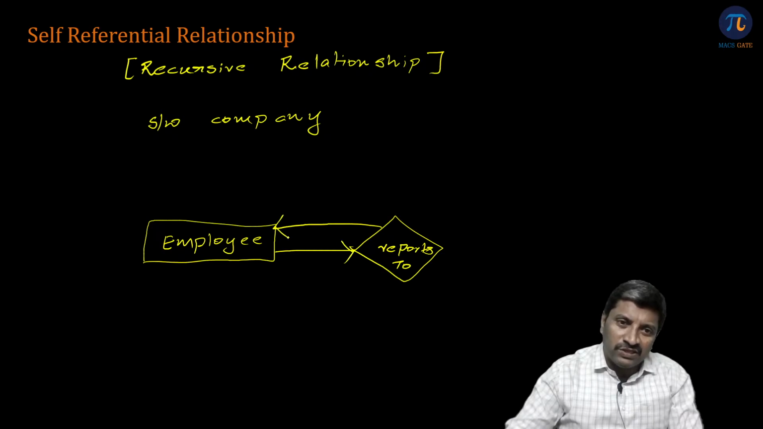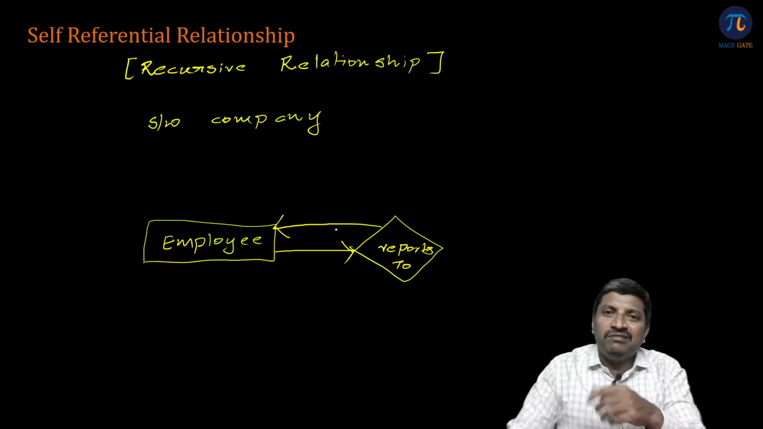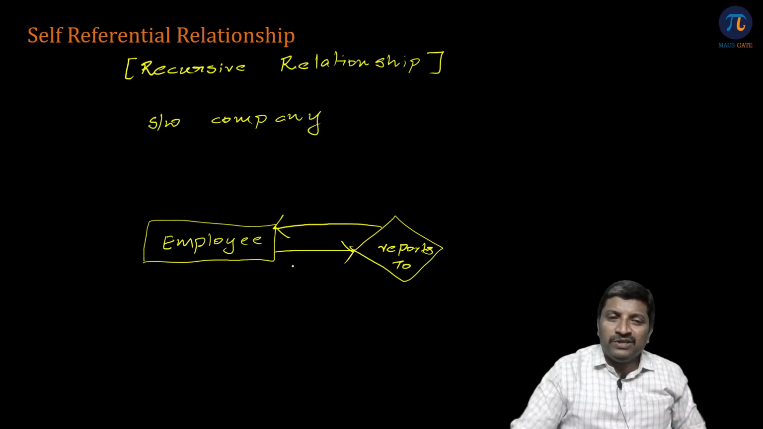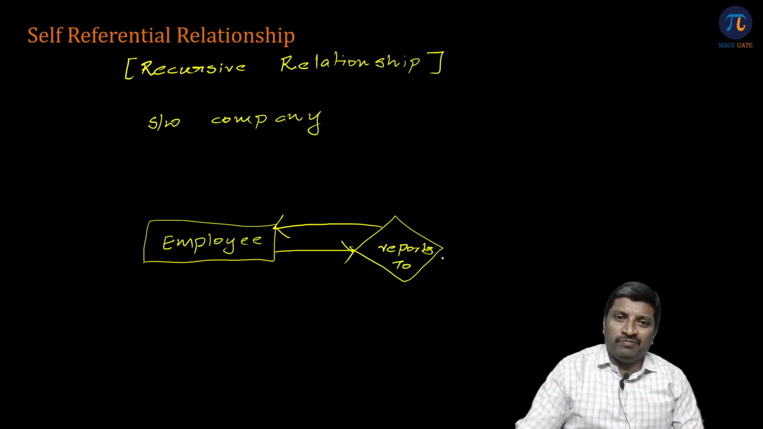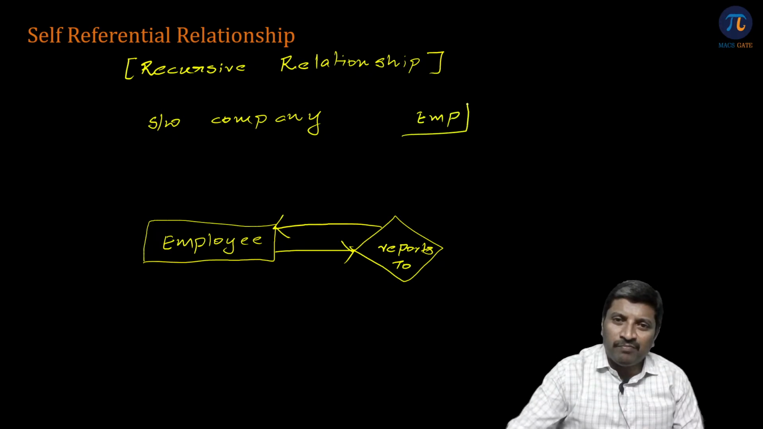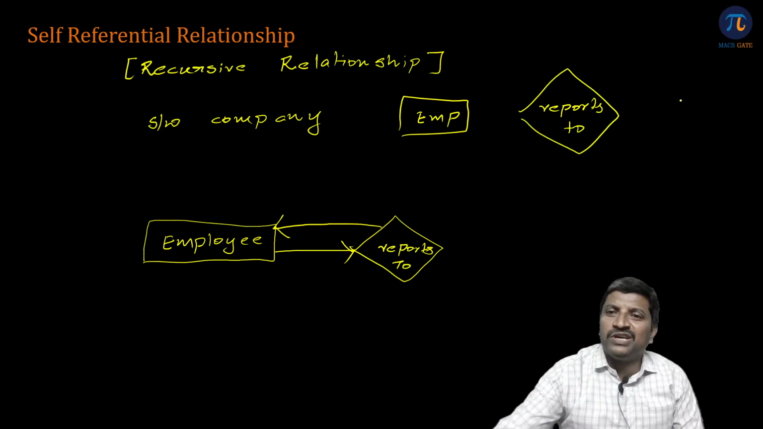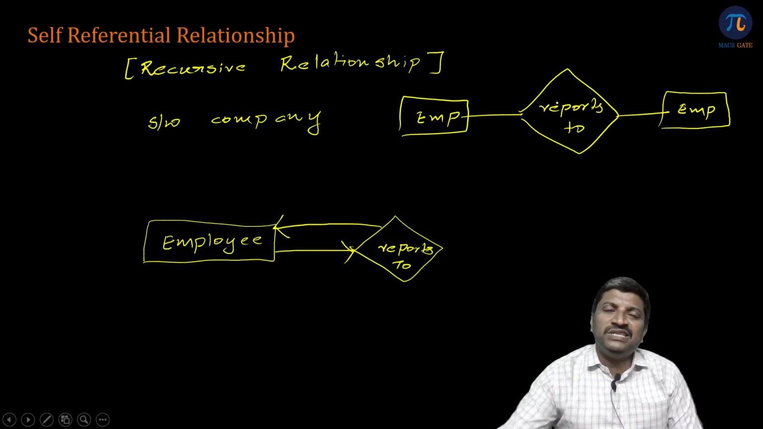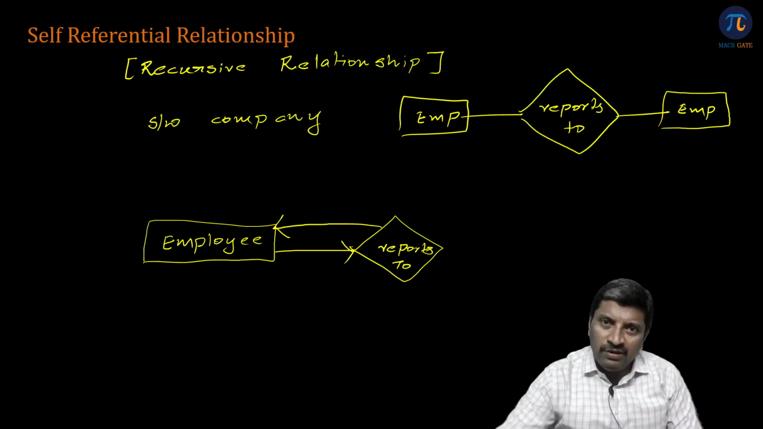So like this. Actually, we don't use arrow marks, sir. For clear understanding purpose, I used it. So employee reports to employee, right? Okay, for better understanding, you can write like this. Employee reports to whom, sir? Employee only. So in that relationship, the participating entity is only one. So the entity is relating with itself.